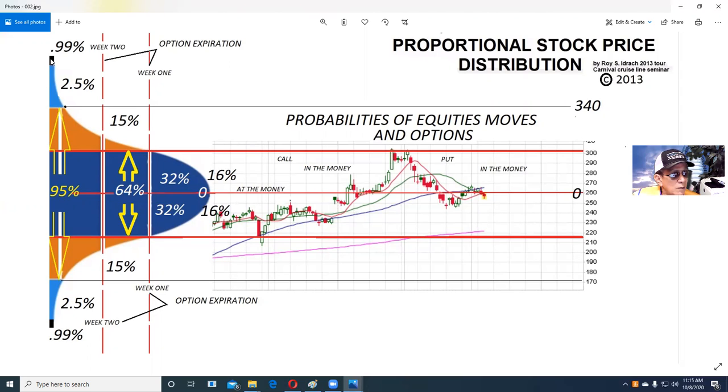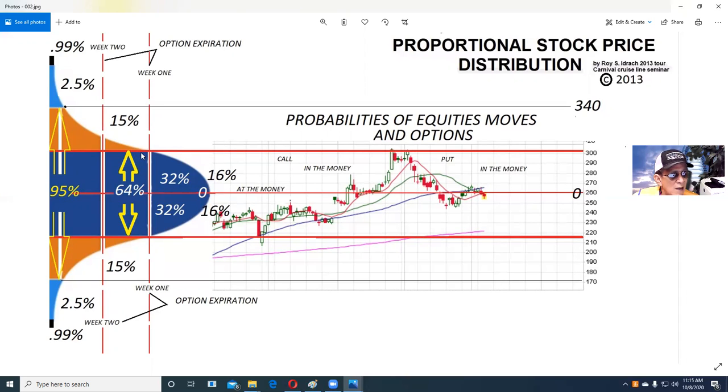So when you put the proportional distribution of the price of the stock, as a matter of fact for anything, there's more chance that the price remains here and that there will be a breakout.